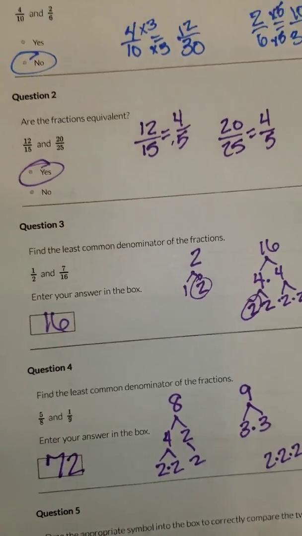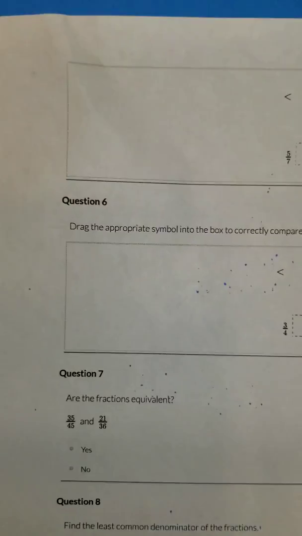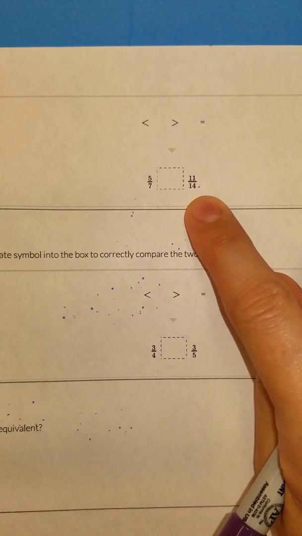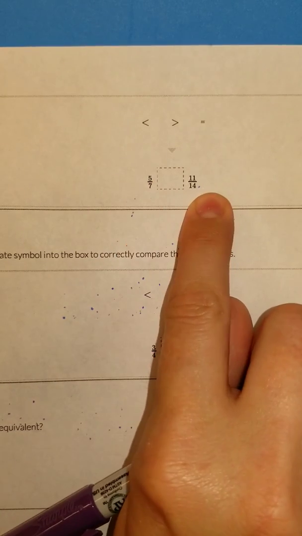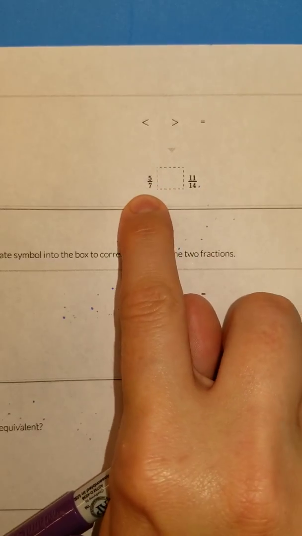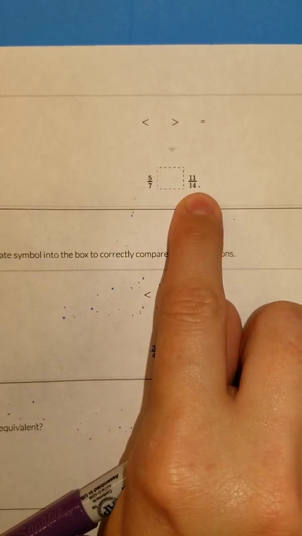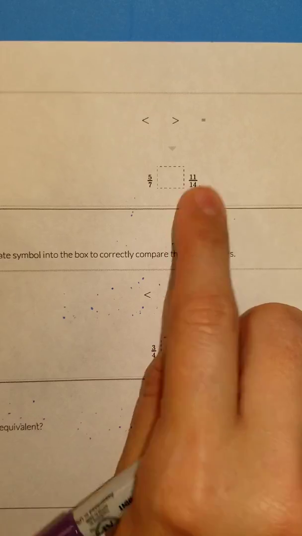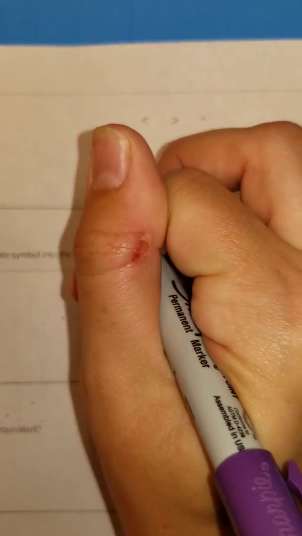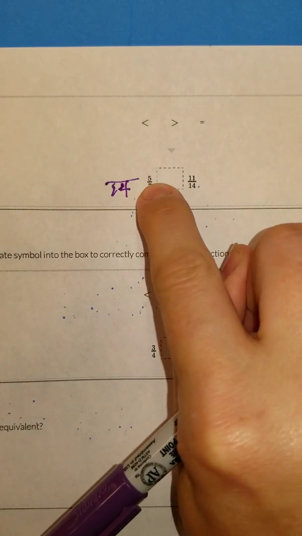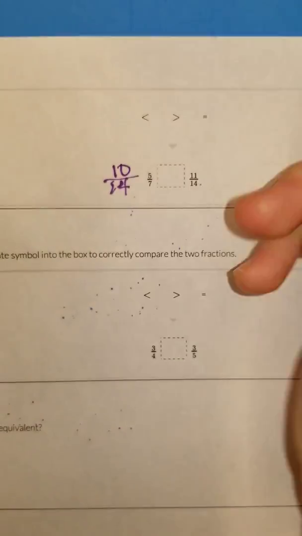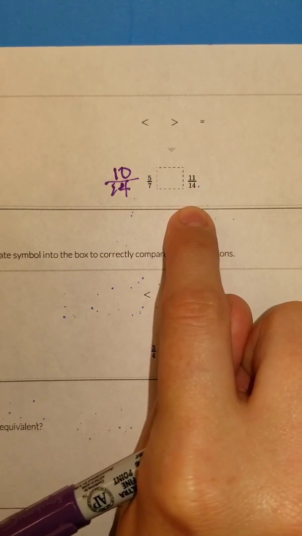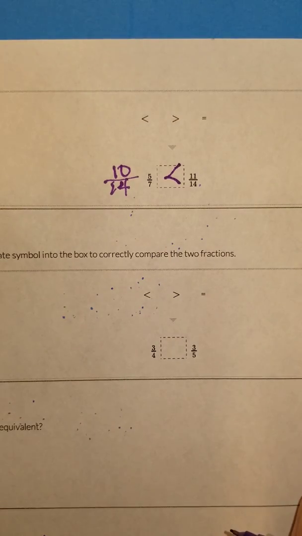Question 5 is, drag the appropriate symbol to the box to compare the fractions. So we've got 5/7 and 11/14. The first thing we need to do is find the common denominator. I look and I say, okay, 14 is a multiple of 7. What did I have to multiply 7 by to get 14? 2. So if I multiply the bottom by 2, I can multiply the top by 2. 5 times 2 is 10. Now I can easily compare 10/14 to 11/14, and I know that 11/14 is larger.